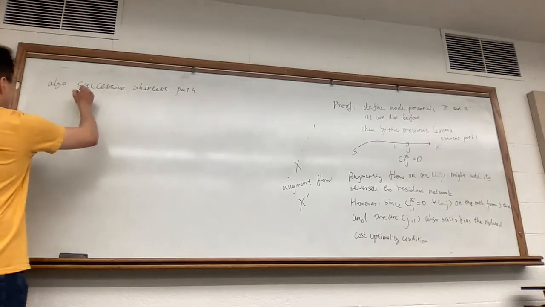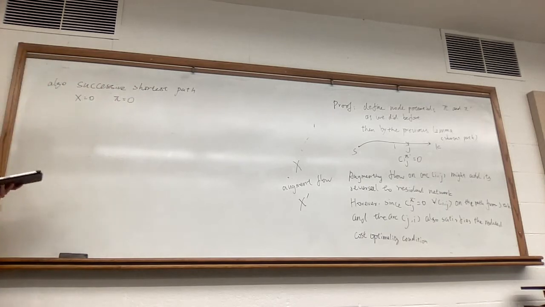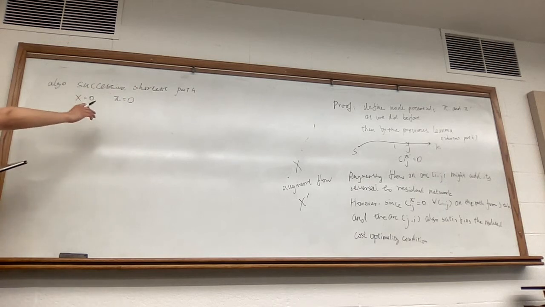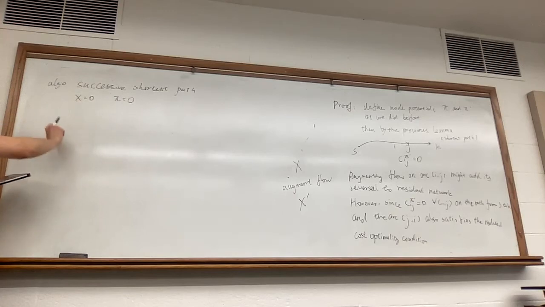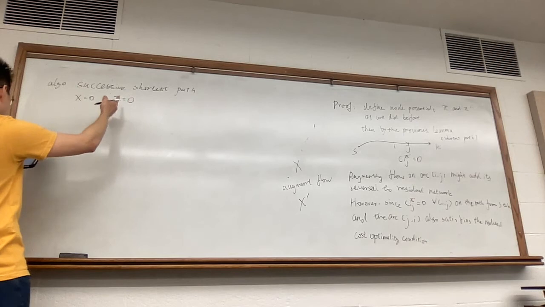So you can just initialize x equals 0 and pi equals 0. In this case, this is trivial, but it already satisfies the reduced cost optimality condition, that is, c_ij^pi is greater than or equal to 0 for any ij, right? This is a trivial solution. Then our objective is to obtain some flow such that it also satisfies the balance constraint. So we initialize x equals 0, pi equals 0. This is the trivial solution.